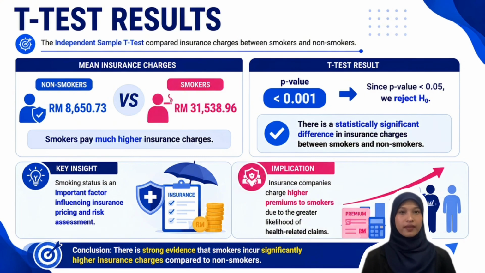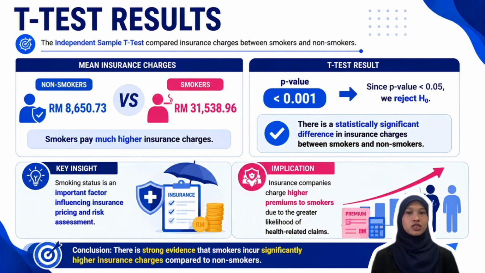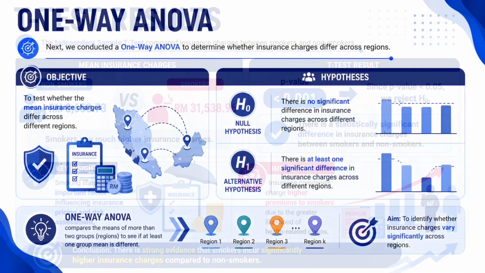This means that there is a statistically significant difference in insurance charges between smokers and non-smokers. Therefore, smoking status is an important factor influencing insurance pricing and risk assessment. This finding also suggests that insurance companies charge higher premiums to smokers due to the greater likelihood of health-related claims.